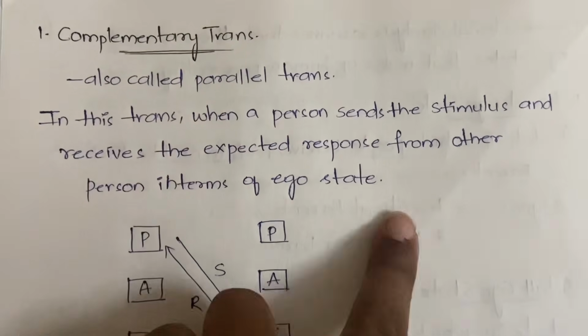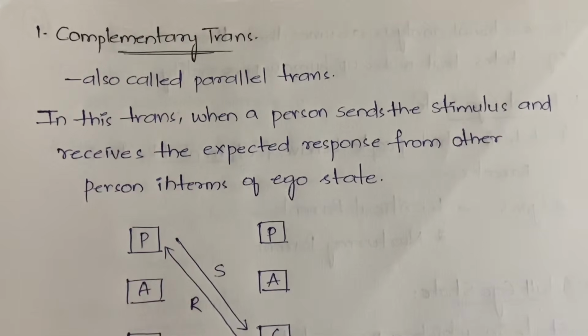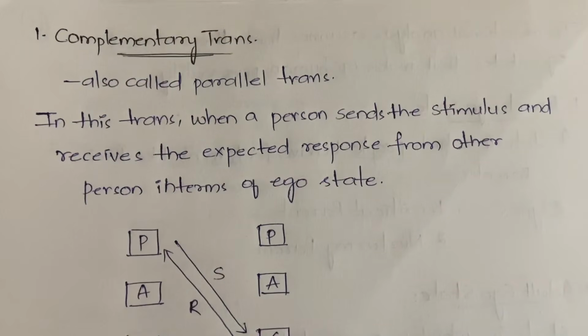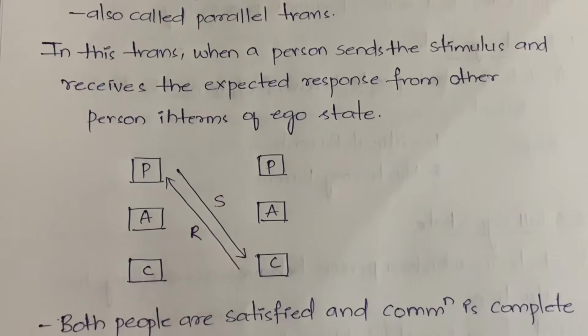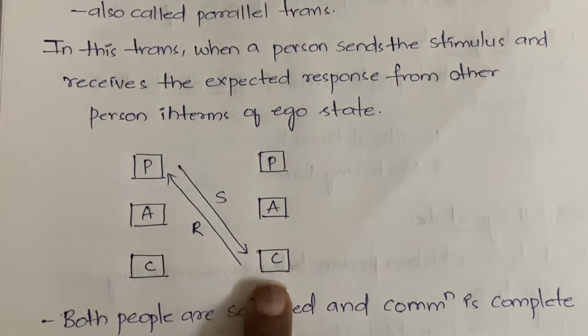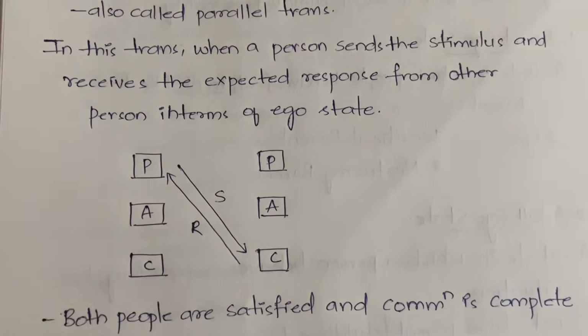Okay, so in terms of ego state, you are sending a stimulus or a request or a message to one particular ego state, and you're expecting the response also from that ego state only. In that case, it is called a complementary transaction. Okay, so simple. See, in this diagram, the stimulus is sent from parent to child, and the response also is coming from child to parent. Okay, got it? That's all.